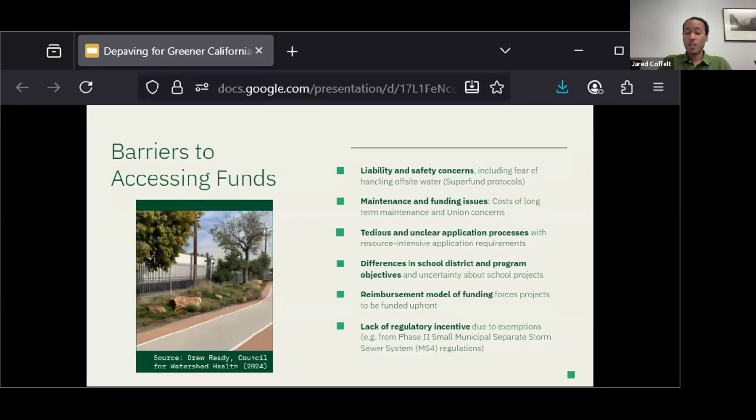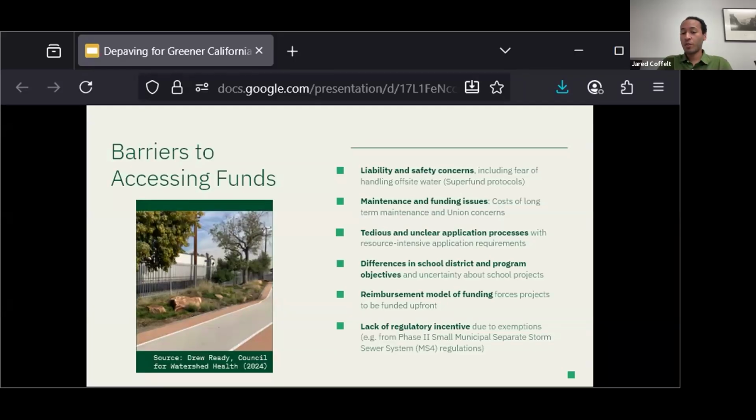Sometimes there are differences between school district objectives and program objectives. This really becomes an issue for schools because they're just not sure how to put forth a competitive application. Sometimes they're not prioritizing the same thing that the program wants to prioritize, and so they receive fewer points. But sometimes the issue comes from structural and systemic undervaluing of the benefits that schools can offer by incorporating stormwater management into their campuses.